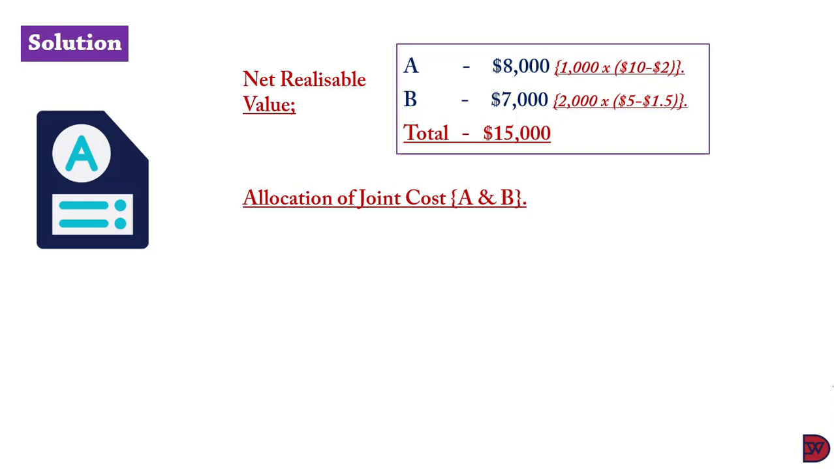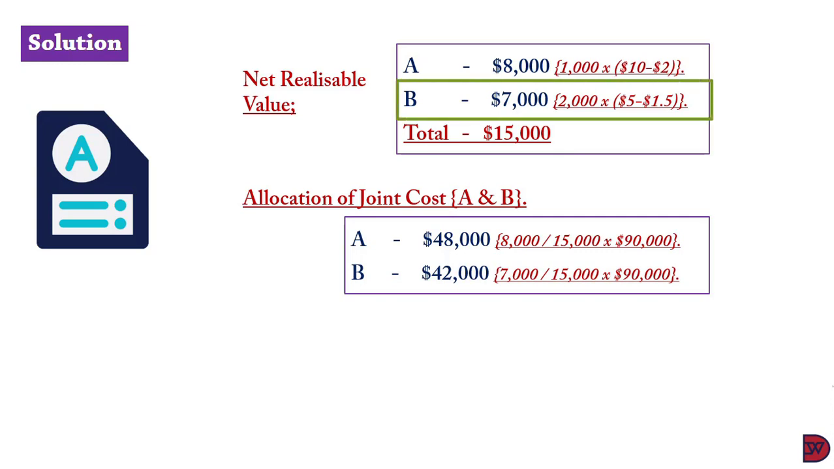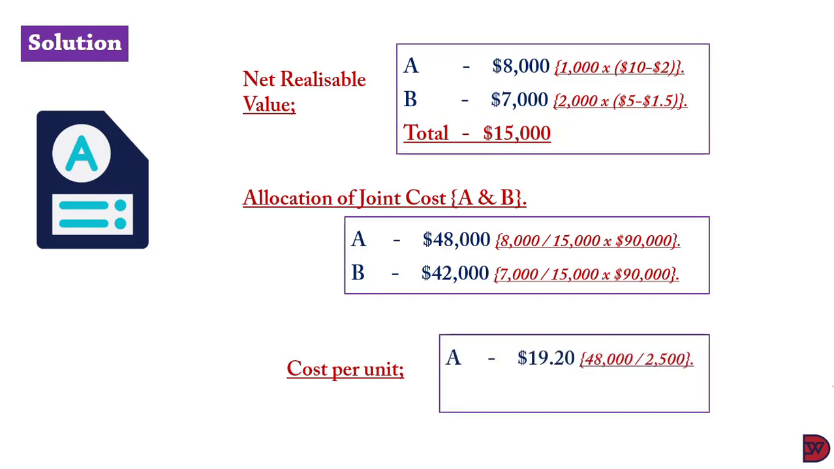When apportioning joint cost to A and B, A is going to be $48,000. That is the $8,000 net realizable value divided by the total of $15,000 multiplied by the joint production cost of $90,000. B is going to be $42,000. Its net realizable value of $7,000 divided by the total multiplied by the joint cost of production. So cost per unit for A is going to be $19.2, which is the $48,000 allocated cost divided by its volume of production, 2,500. For B it is going to be $21. That is the $42,000 allocated cost divided by its quantity of output, 2,000.